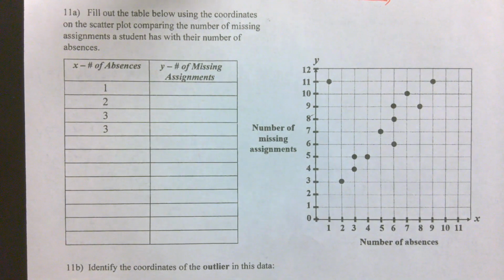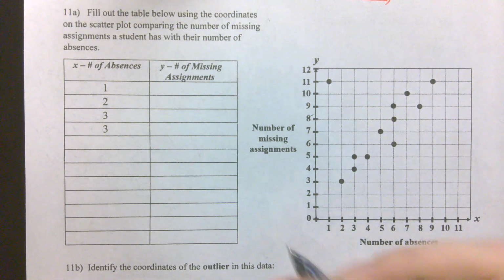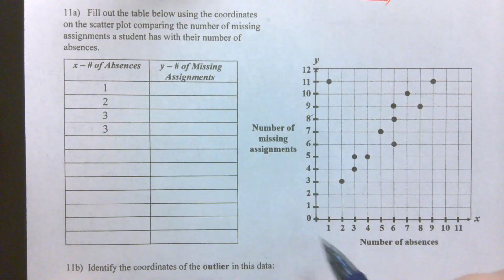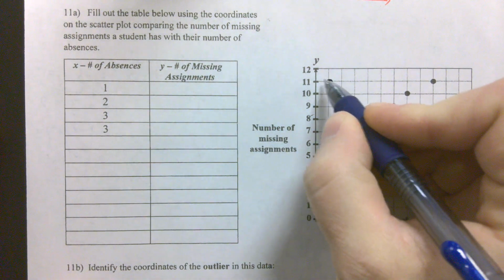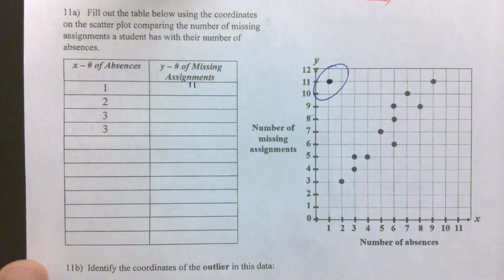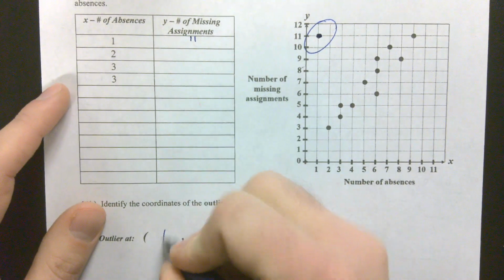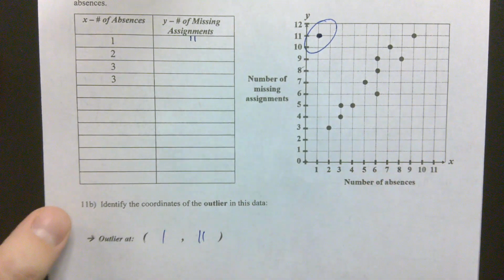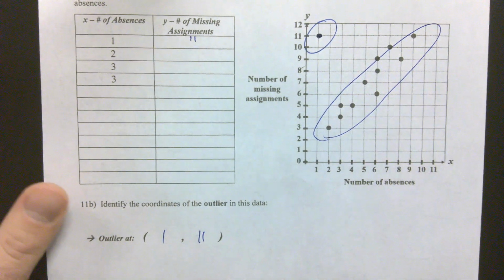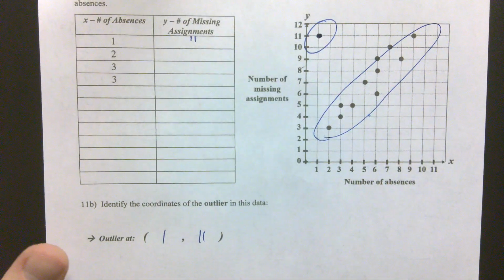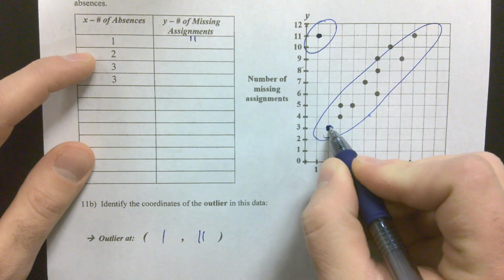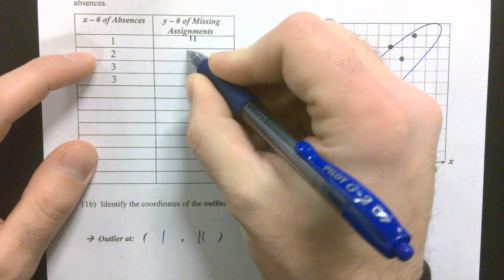Number 11, just so we're all clear, I know there were some questions on this. All you're doing is identifying the coordinates of these points. So this first person had 1 absence, and they had 11 missing assignments. What would we call this point up here? The outlier. So 11B at the bottom, my outlier is at (1, 11), right? It does not fit in with the rest of this data. It's outside of the association. Someone that had 2 absences only had 3 missing assignments. That's that point right there.